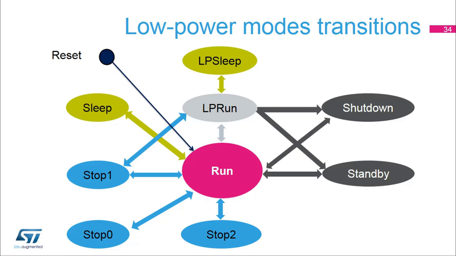When the device is in low power run mode, it is possible to go into all low power modes except sleep, stop 0, and stop 2 modes. Sleep, stop 0, or stop 2 modes can only be entered from run mode. If the device enters stop 1 mode from low power run mode, it will exit in low power run mode. If the device enters standby or shutdown from low power run mode, it will exit in run mode.